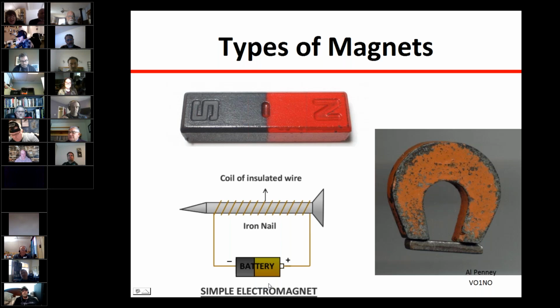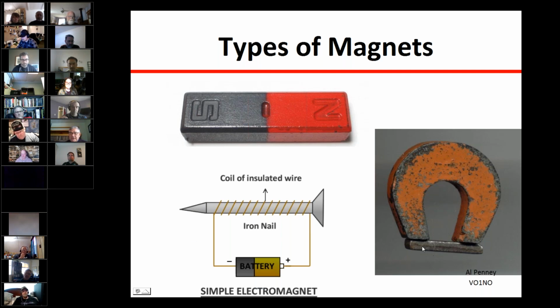And you've got a simple electromagnet, where you take a piece of soft iron, like a nail, wrap some insulated wire around it, and pass a current through using a battery, and you'll form an electromagnet. Depending on the polarity, one end will be north and the other south, and if you change the polarity of the battery, the other end will now be south and north down here.